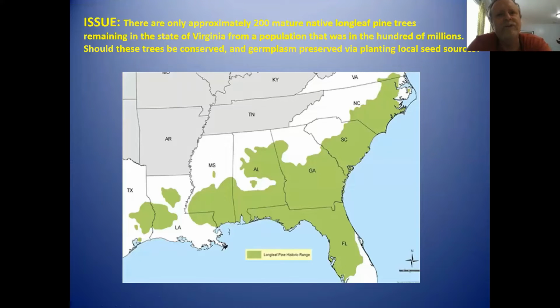The issue is there were only approximately 200 mature native longleaf pine trees remaining in the state of Virginia from a population that was in the hundreds of millions, according to Jerry. So should these trees be conserved and germplasm be preserved via planting local seed sources? Are they different enough that planting, regeneration, and forest restoration need to use those seed sources?